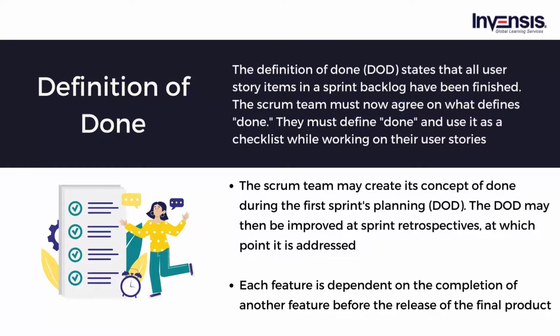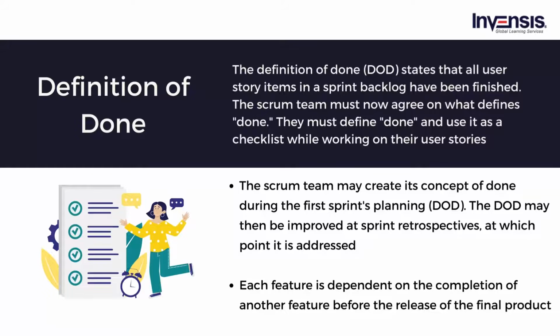The Scrum team must now agree on what defines done. They must define done and use it as a checklist while working on their user stories. Therefore, the team may select collectively what tasks must be completed by the conclusion of the sprint and mark each of those tasks as done. Therefore, when they finish each job on the checklist, they may mark it as complete. The Scrum team may create its concept of done during the first sprint's planning.